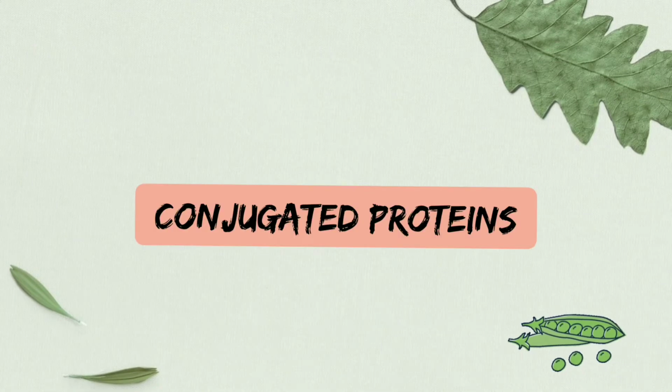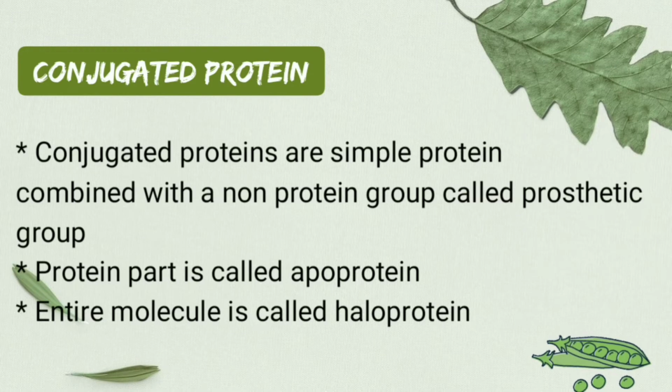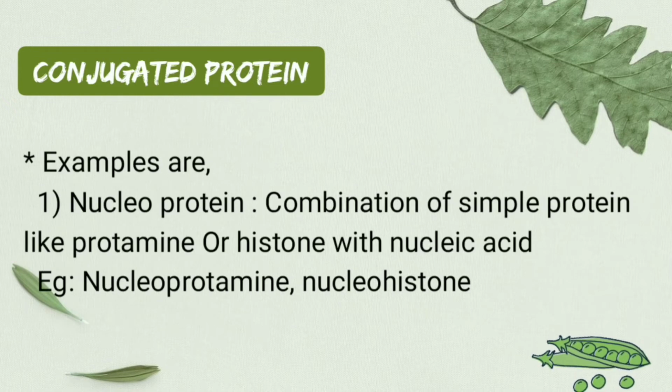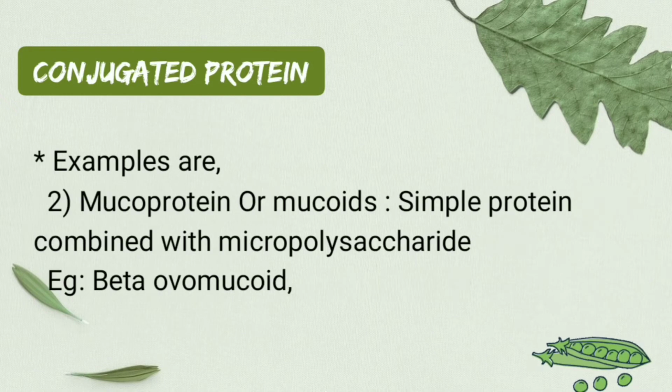Conjugated protein. Conjugated proteins are simple protein combined with a non-protein group called prosthetic group. The protein part is called apoprotein and the entire molecule is called holoprotein. Examples are first one, nucleoprotein. That is combination of simple proteins like protamine and histone with nucleic acid. Example, nucleoprotamine and nucleohistone.